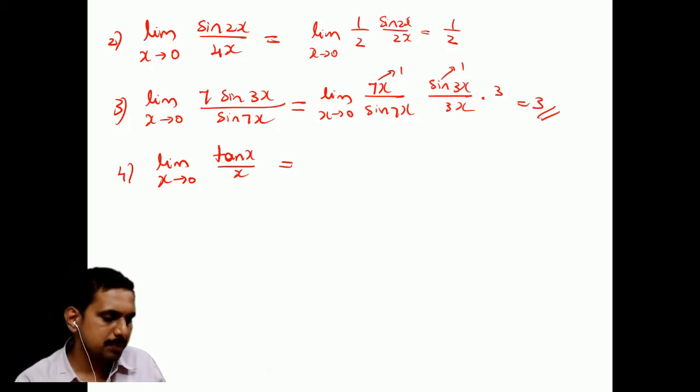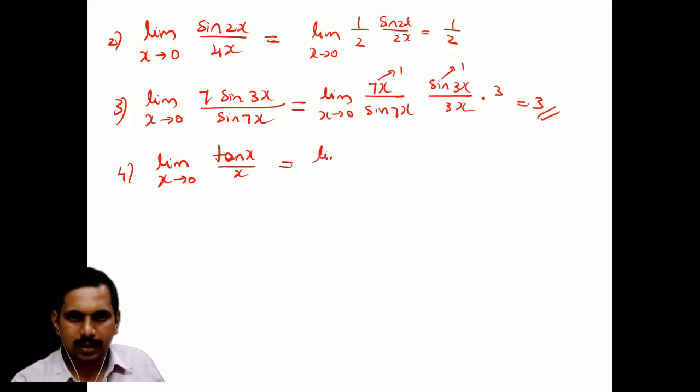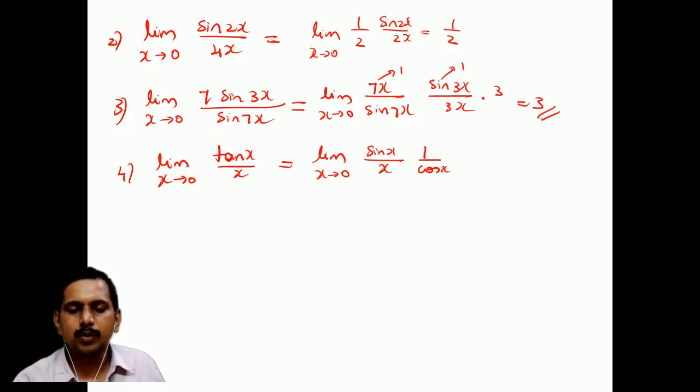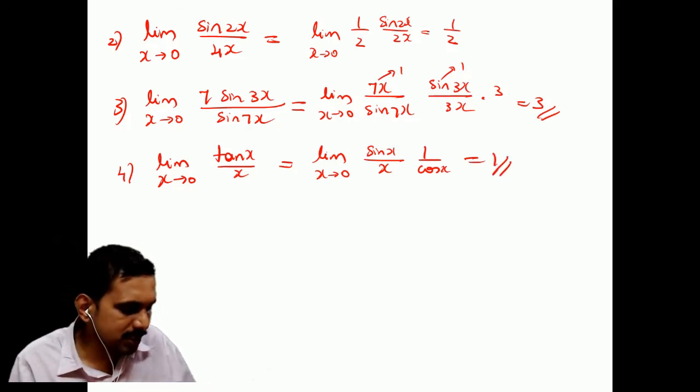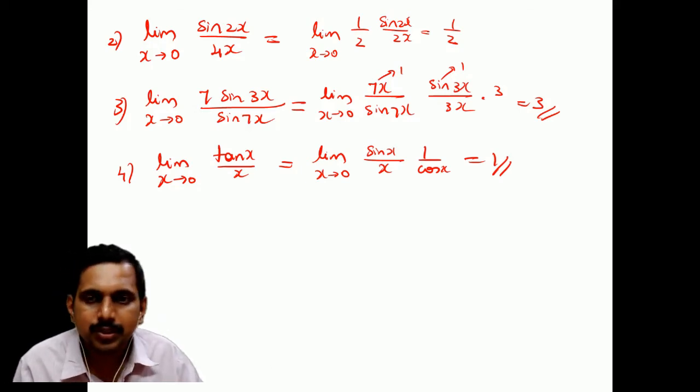Then tell me, what is this? Limit x tending to 0, tan x by x. How will you do that? You can do like this. Limit x tending to 0. What is tan x? Tan x is sin by cos, sin x by cos x. I'll write x here, then I'll write 1 by cos x here. Simple. So sin x by x is 1, and this is 1 by cos x. When you put x equal to 0, cos 0 is 1, 1 by 1 is 1, so the answer is 1. Easy, students? So these are all easy things to be solved.